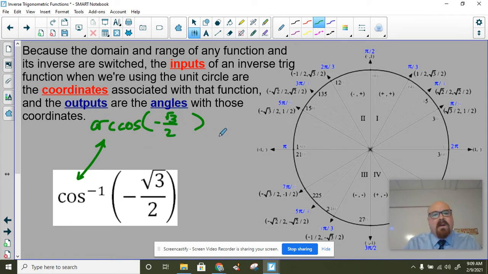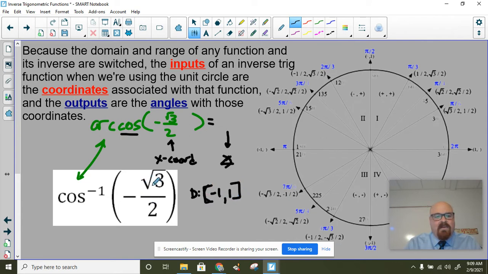All right. The inputs are, because this is cosine, right? The inputs are x coordinates. So this is an x coordinate. And the output is an angle on the unit circle that we can find. Now, the domain is from -1 to 1, that should be brackets, and this does fall in that domain. And the range is from 0 to pi.